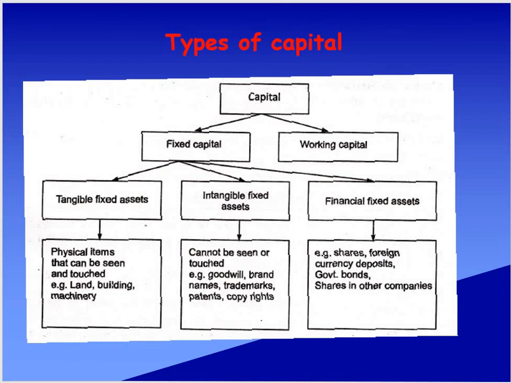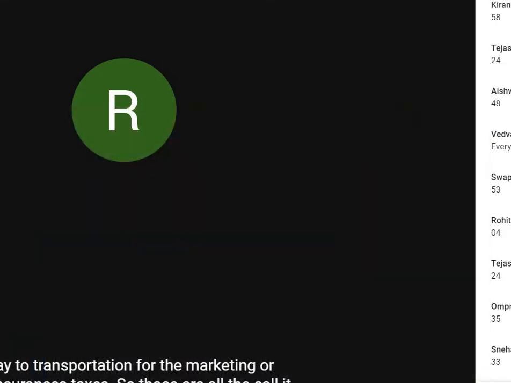And now the working capital. Working capital is basically for day-to-day operations. For day-to-day operations, you have to pay salaries to your people, you have to buy some raw material, maybe pay for transportation, marketing or packaging, or maybe some insurance and taxes. Those are all what we call working capital. Okay, I think that's enough for today.